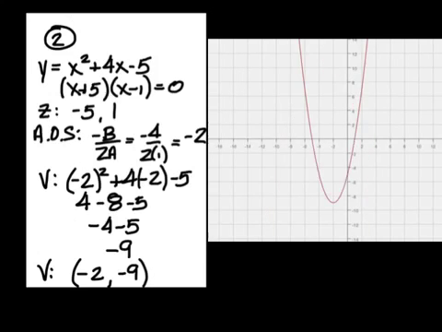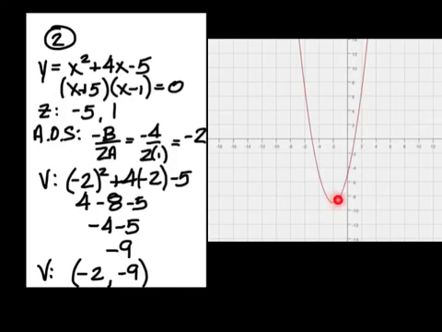For the second one, your zeros are negative 5 and 1. Axis of symmetry is negative 2. The vertex is negative 2 and negative 9. So there's your negative 2, negative 9.